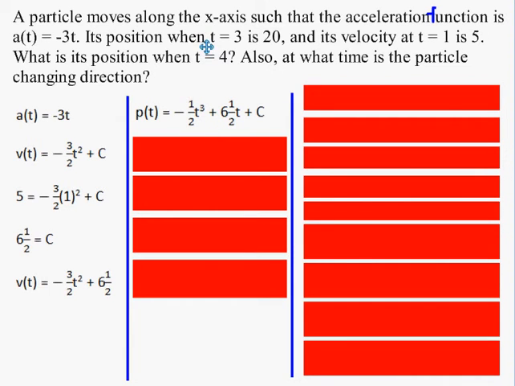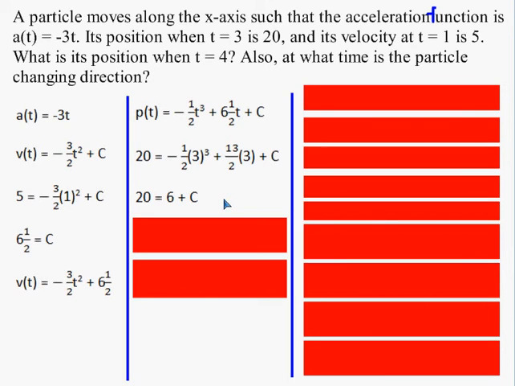I didn't show as much work there, but we integrated velocity. We now have this specific situation that the position is 20 when time is 3, so we're going to put 3 in for t and 20 for our position. Working through that and solving that, we can find c. So here's that cleaned up a little bit.